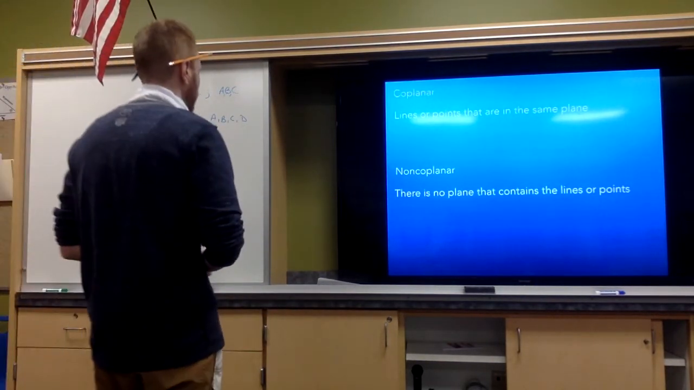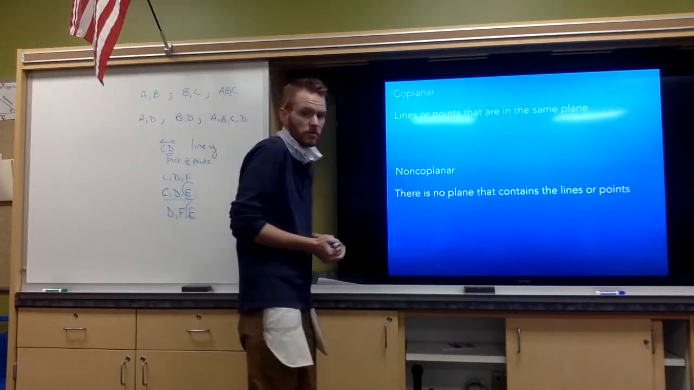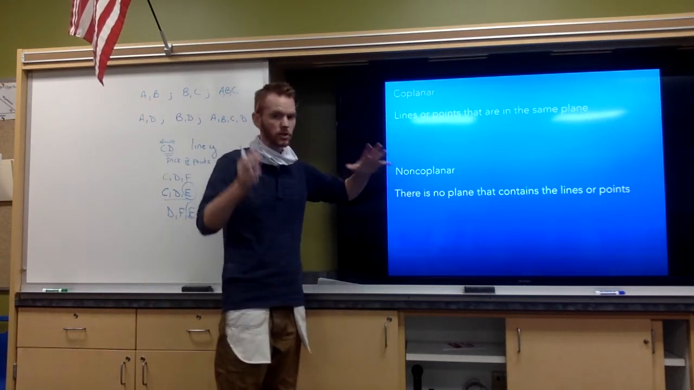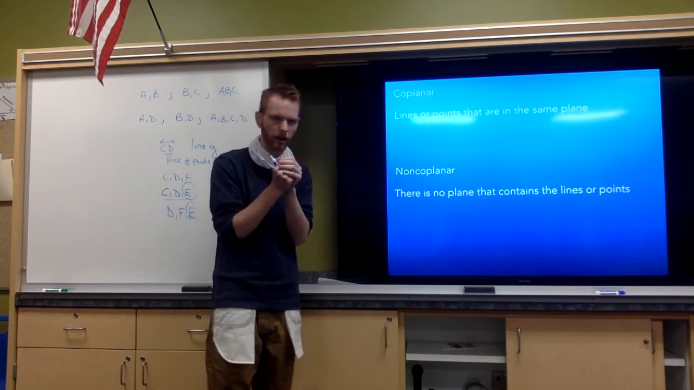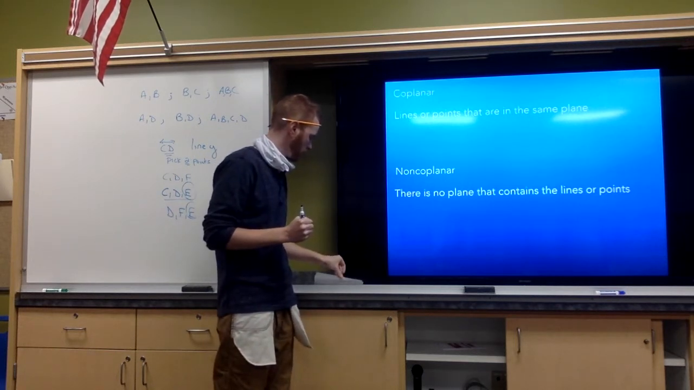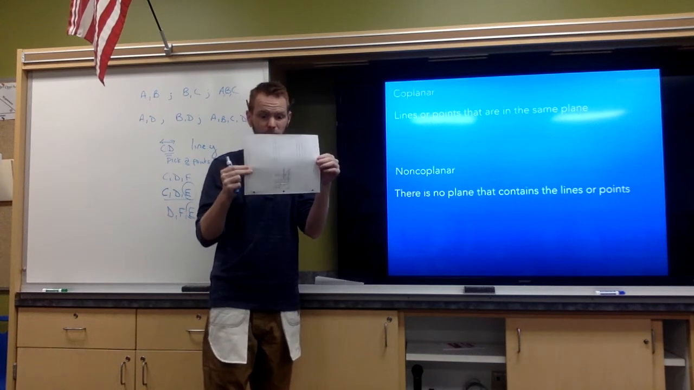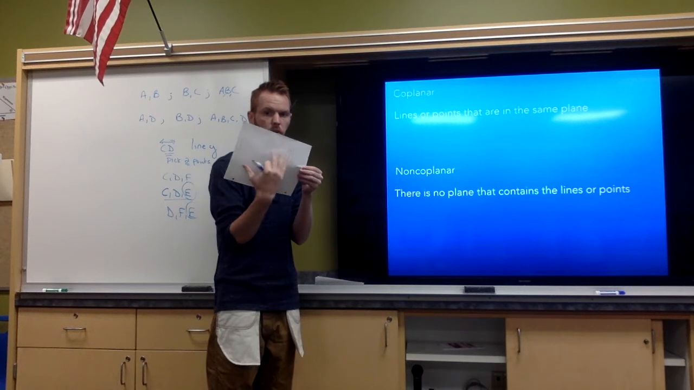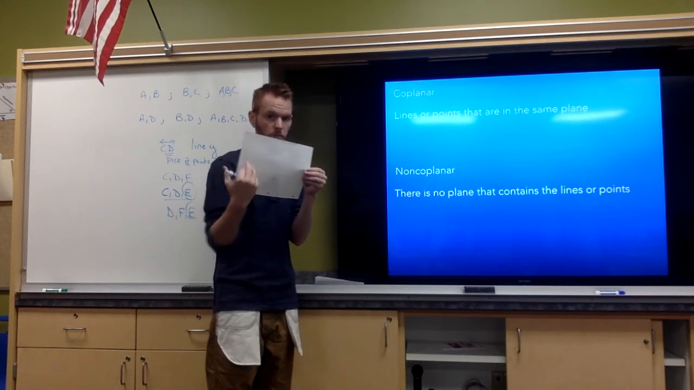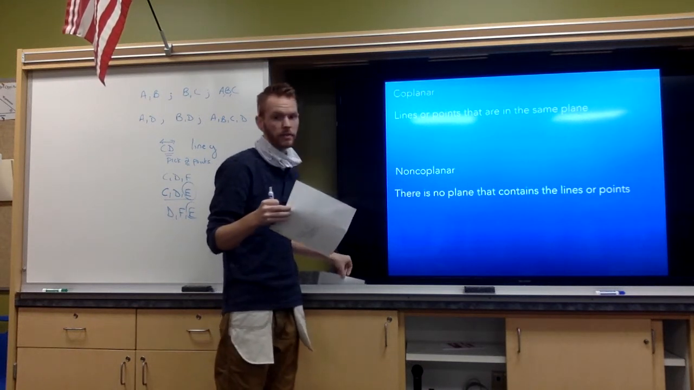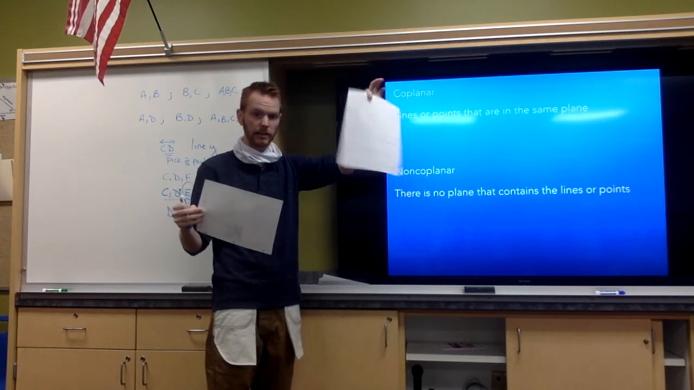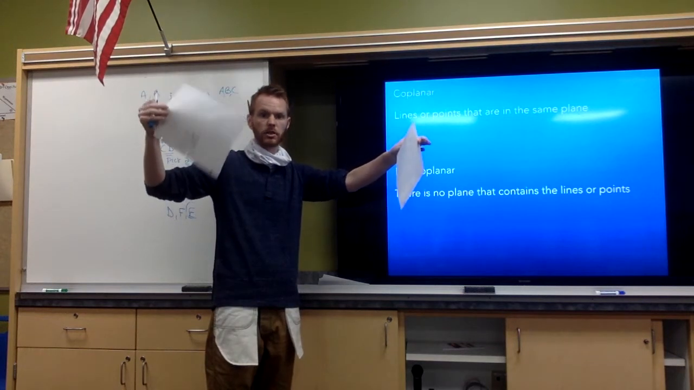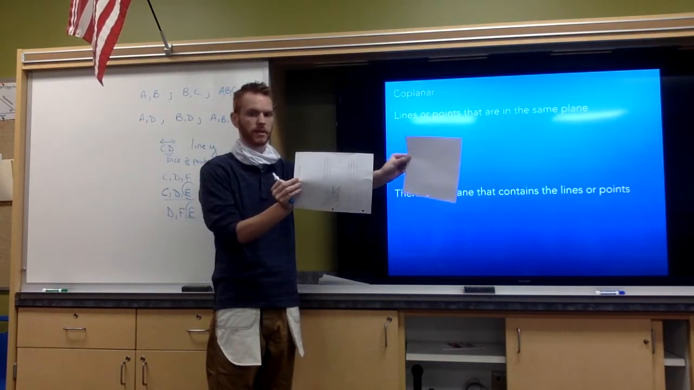Coplanar, non-coplanar. These are adjectives, just like the other ones. Coplanar means all the lines and points are in the same plane. They're in the same area. So think of it as like a sheet of paper. Here's my plane, and my lines and points that are in this plane are coplanar. Non-coplanar is the opposite. So let's say I had lines and points in this plane. They're going to be non-coplanar to the ones that are in this plane. They're in different areas, different spaces.